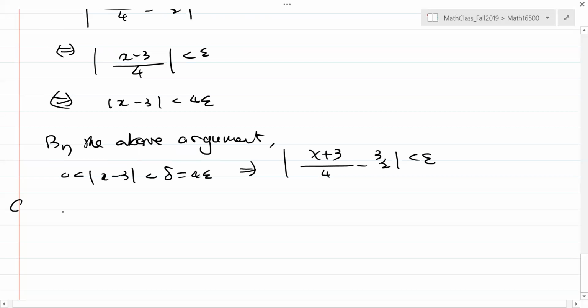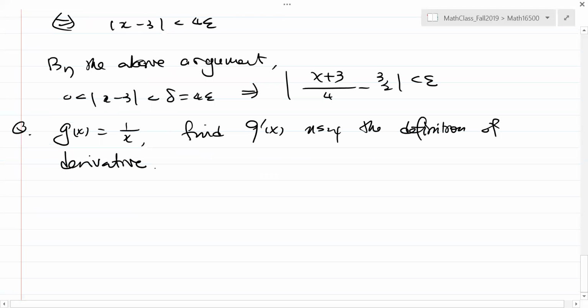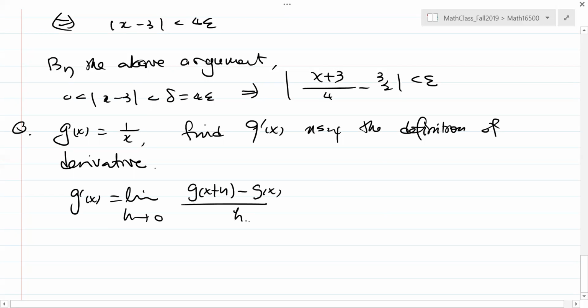Our next problem is to use the definition to find the derivative. g of x equals 1 over x. Find g prime of x using the definition of the derivative. So step 1, you have to write down the definition first before you solve the problem. The definition: limit as h approaches 0 of g of x plus h minus g of x, divided by h.